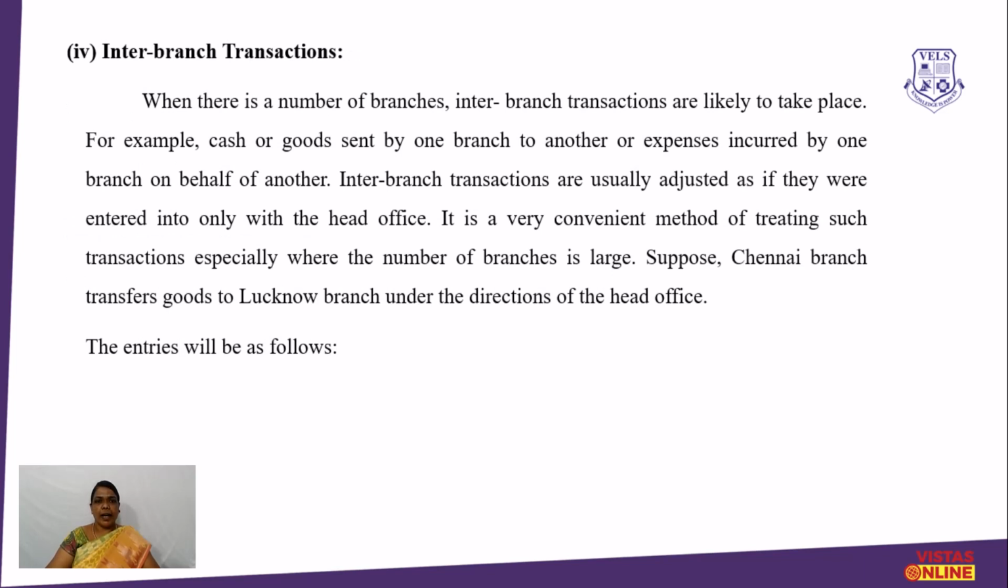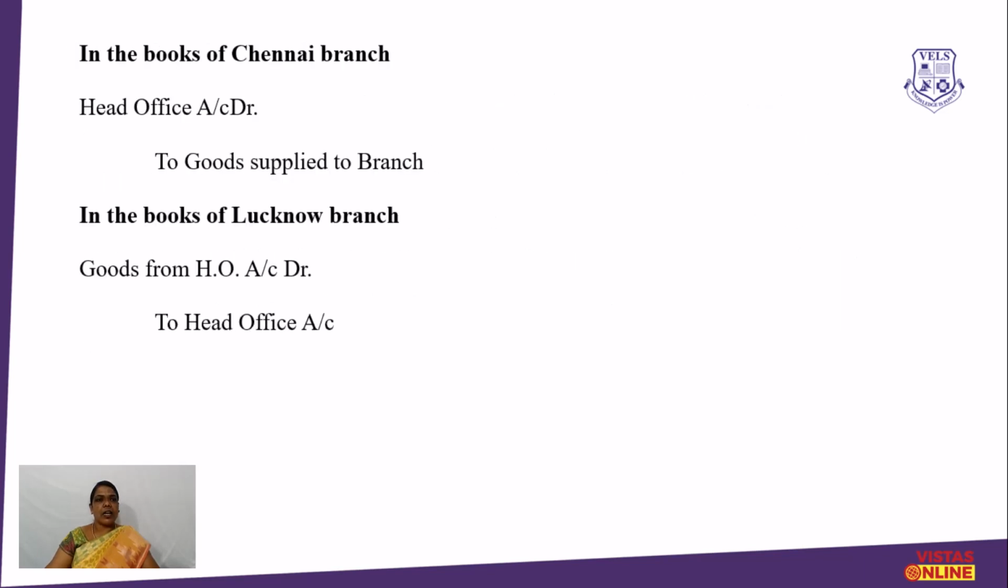Then we can see the inter-branch transactions. When there are a number of branches, inter-branch transactions are likely to take place. For example, cash or goods sent by one branch to another, or expenses incurred by one branch for another. Inter-branch transactions are usually adjusted as if they were entered into only with the head office books. It is a very convenient method of treating such transactions, especially where the number of branches is large. Suppose Chennai branch transfers goods to Lucknow branch under the directions of the head office. Some of the journal entries I have given for easy understanding.